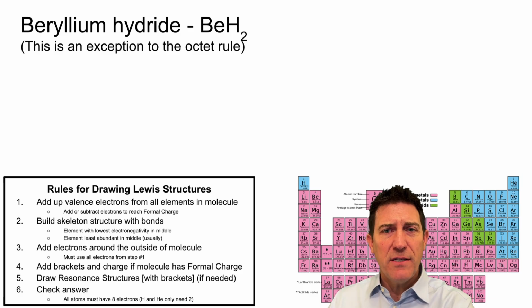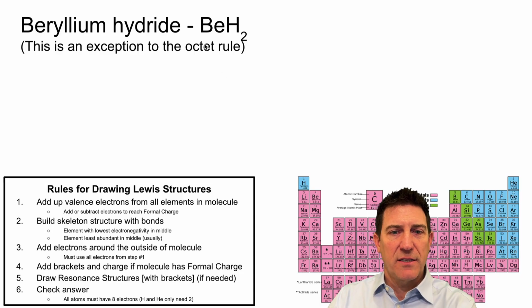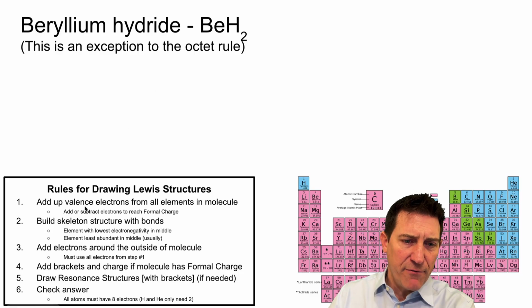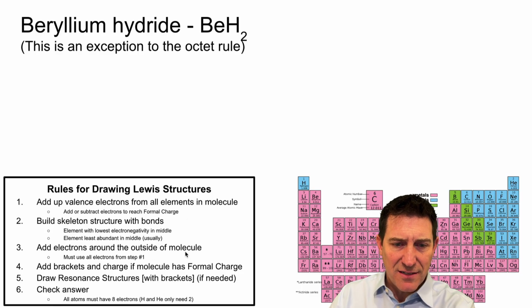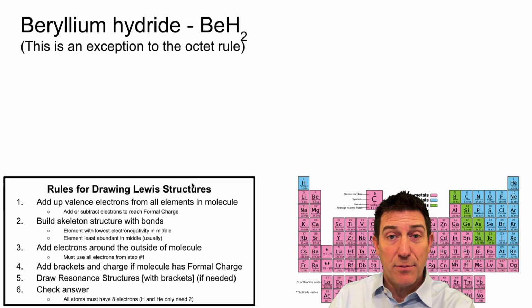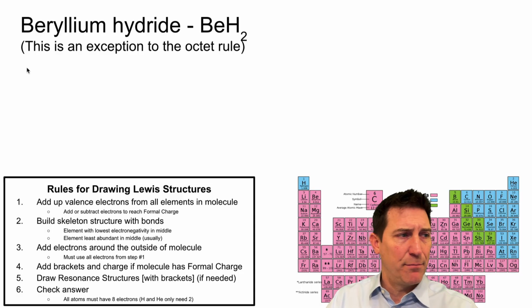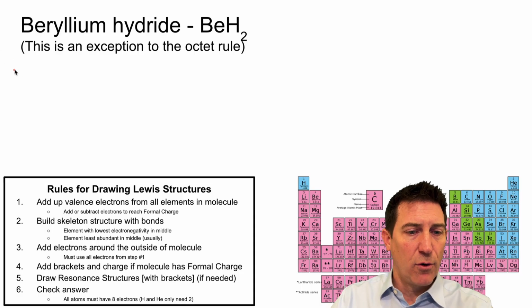The best way to learn these is to do examples together. Look, this is an exception to the octet rule, which makes sense because that's what we're learning about right now. But if you've been following along on our lessons, there's nothing different about the 6 steps. They're all the same. So how do I draw this with an expanded or an incomplete octet? Let's do it like normal and we'll see.